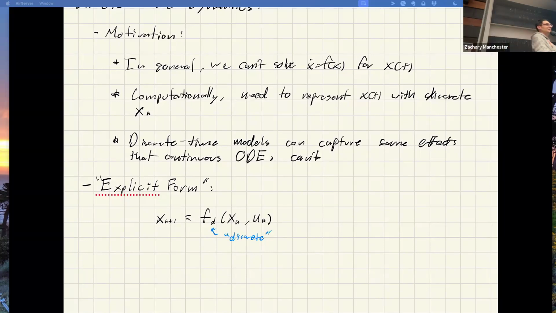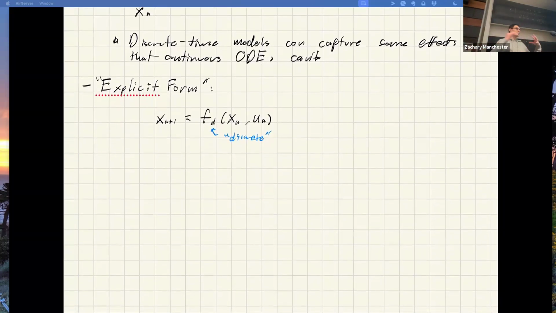Say u k is the control input applied at time k to get to x k plus 1. Yeah? Okay. We'll talk a little bit more about that. Apologies if the handwriting is iffy, but just ask. Okay, cool. So that's explicit discrete time dynamics. Now we're going to talk about the simplest ever discretization that you can do.